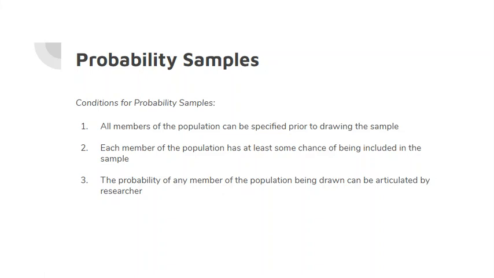And you're probably getting a little bit tired about now. Probability samples: all the members of the population can be specified prior to drawing the sample. Each member of the population has at least some chance of being included in the sample. If there are 20% African Americans in the population, there should be about 20% African Americans in the sample. So you see how that works. And the probability of that being the case would be measured and reported.